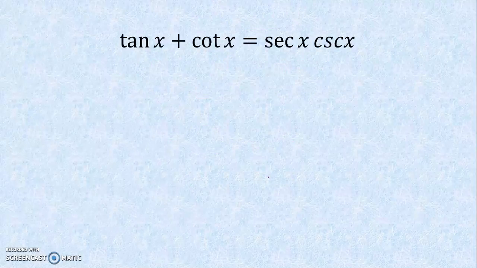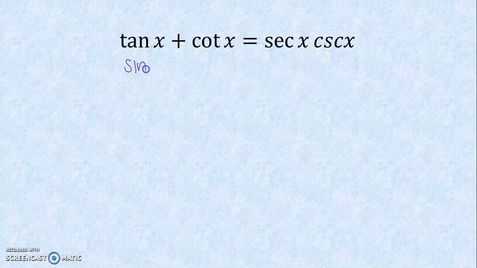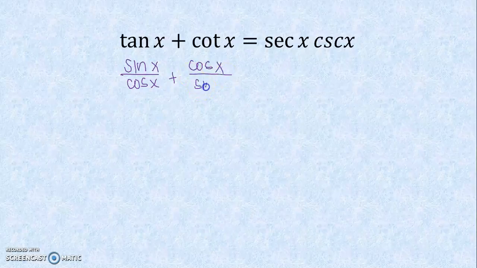On this one, I am doing tangent plus cotangent, which while those do kind of go together, adding them doesn't really help me. So I would go ahead and rewrite this as sine and cosine. So I have sine x over cosine x plus cosine x over sine x. Not messing with the other side.